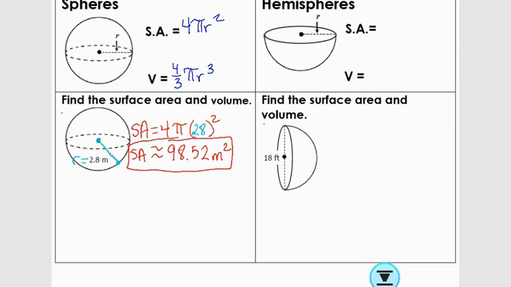Okay, so what about volume? Let's give that formula a try. So volume equals 4/3 pi r cubed. So that's going to be 4/3 pi times my radius cubed. We said we know our radius is 2.8. And let's go ahead and look at that one on the calculator just for a little practice with the fraction and pi. So let's take a look at that.